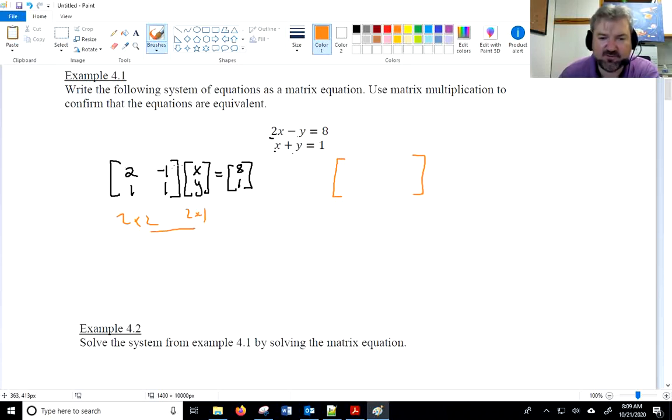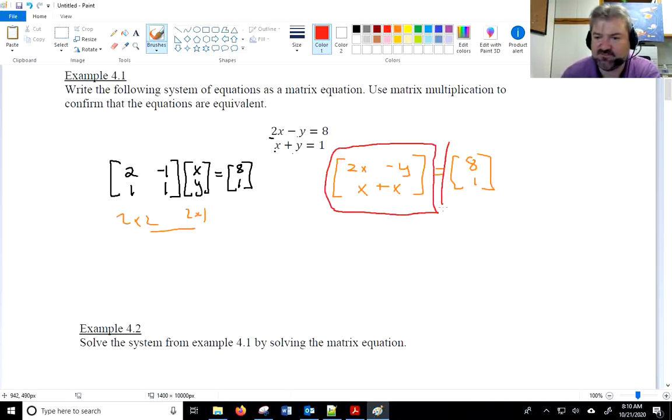Remember, we multiply rows with the columns. So 2 times x, then plus -1 times y would be just a minus y. And then over here I have a 1x, that's just an x, plus a 1y, so that's just plus y. And we're saying that those two multiply together to [8, 1]. So what does that mean? Well, if two matrices are equal, each of their corresponding elements must be equal.